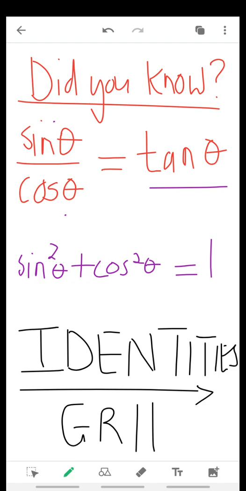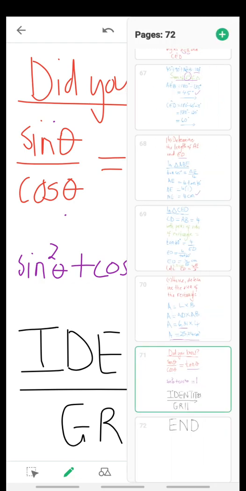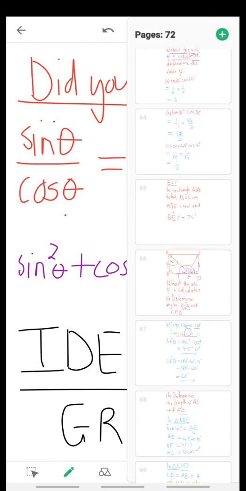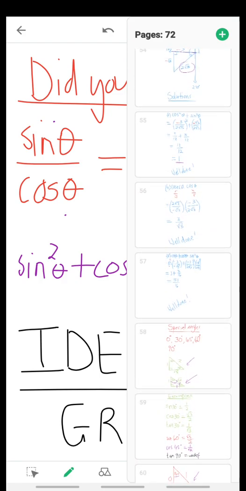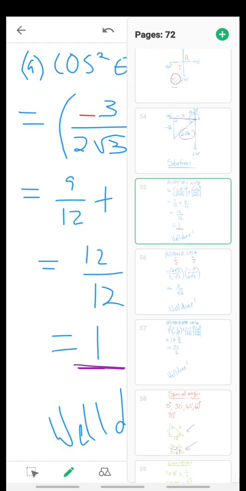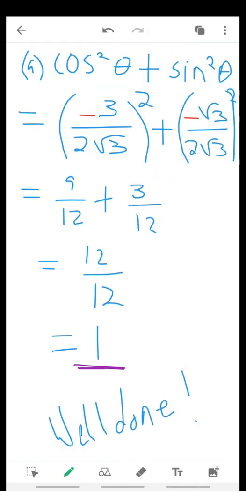Okay. Another one. Did you know that sine squared theta plus cos squared theta is always equal to 1? Say, we're not sure, but we want to check. We want you to show us whether this is true or not, and we will take it from there. Okay, let's look at this. Cos squared theta plus sine squared theta is the same as sine squared theta plus cos squared theta. But what is the answer? The answer is 1. Okay, that's the first proof.